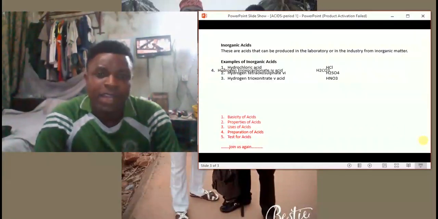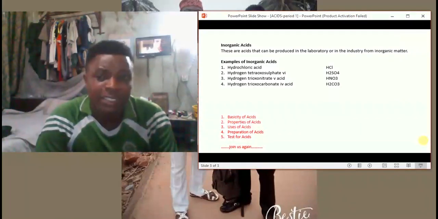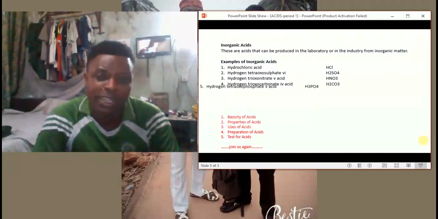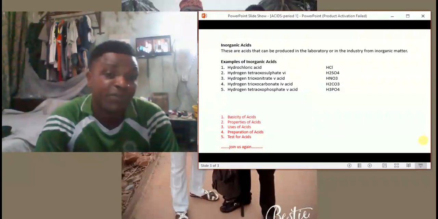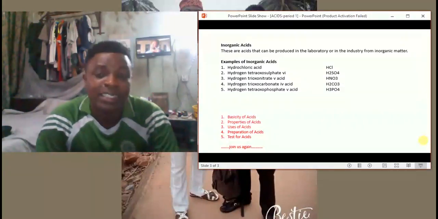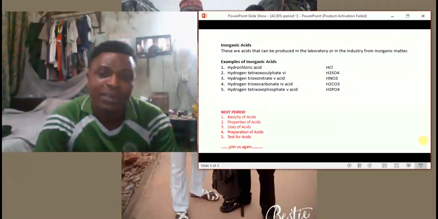And then we have hydrogen trioxocarbonate 4 acid, that is H2CO3. It's also an example of an inorganic acid. And yet we have another one, hydrogen tetraoxophosphate 5 acid, that is H3PO4. It's also an example of an inorganic acid.